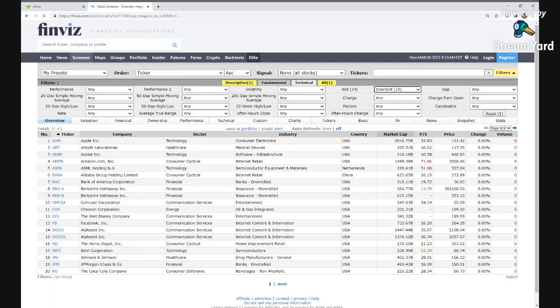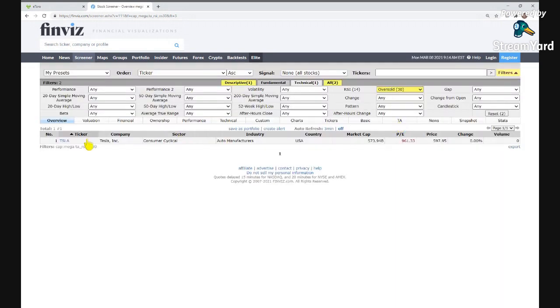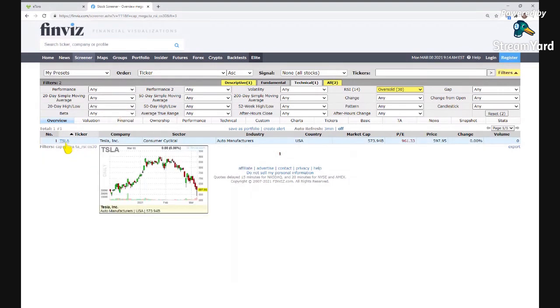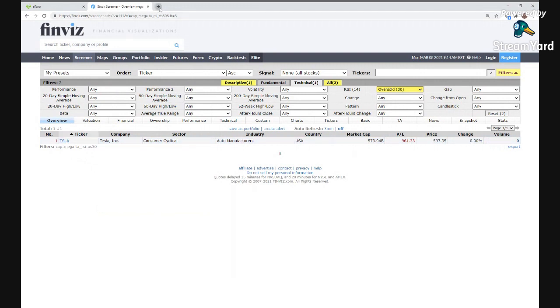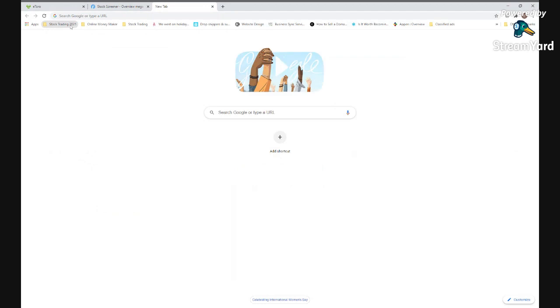So I click on that. On the mega stocks, nothing. I go to 20, nothing. And then I go to 30, boom. There's one mega stock there, and it's called Tesla. I'm going to add this stock to my watch list, but also I go to a stock screener.